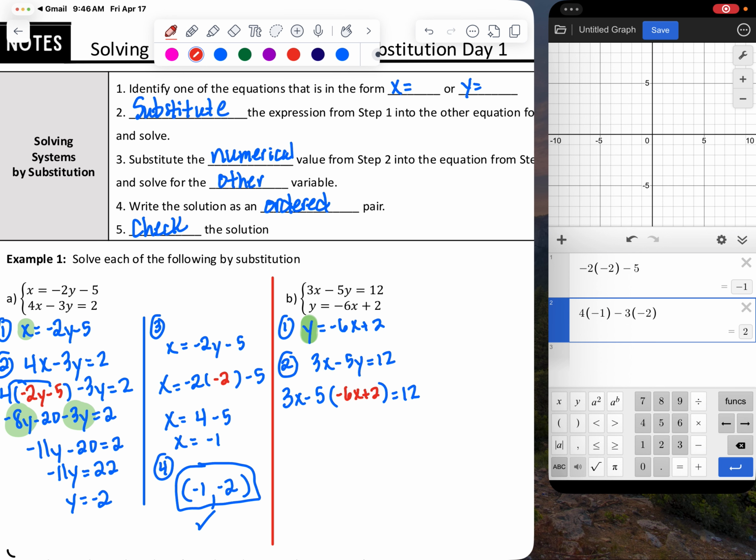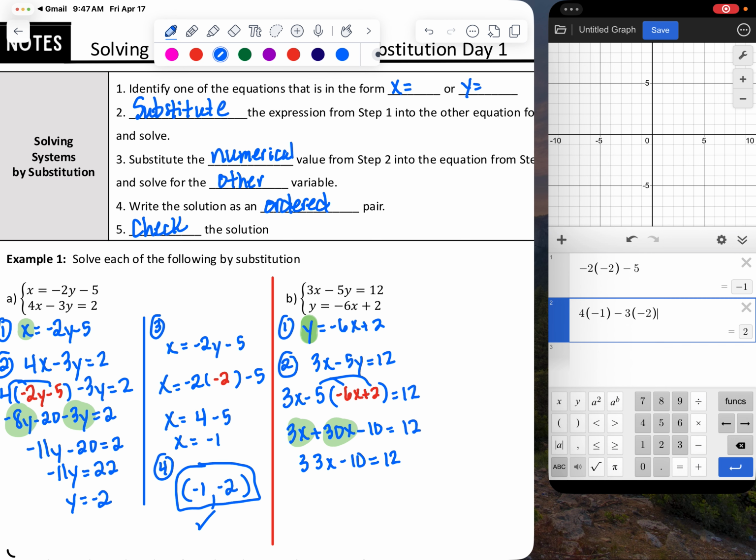plus 2. All right, now we're going to solve the resulting equation, but be very careful because in this problem we're distributing a negative. So 3x, negative 5 times negative 6 is positive 30x. Negative 5 times 2 is negative 10, and that is equal to 12. Now I want to combine any like terms, so that would be 33x minus 10 is equal to 12.